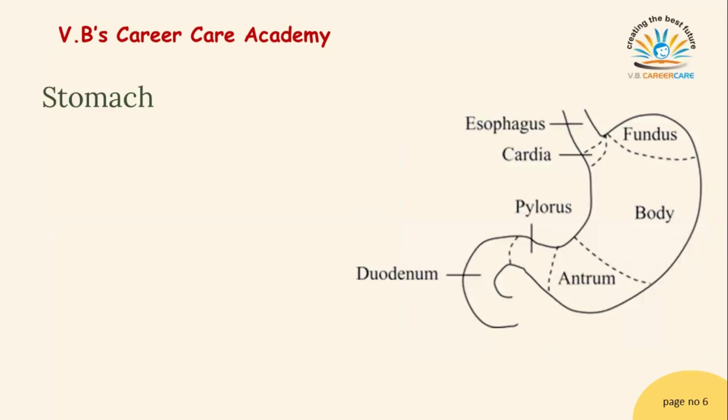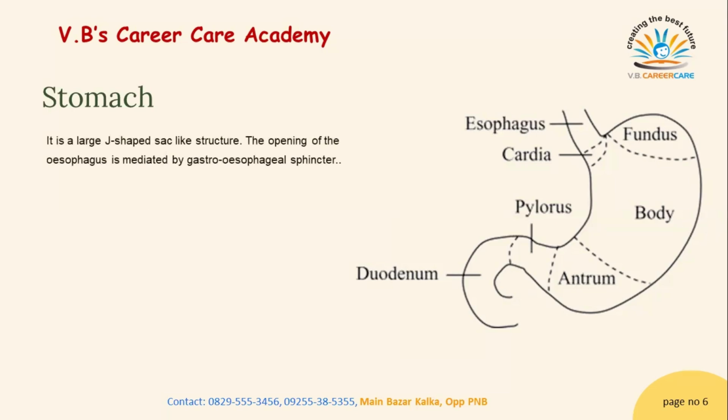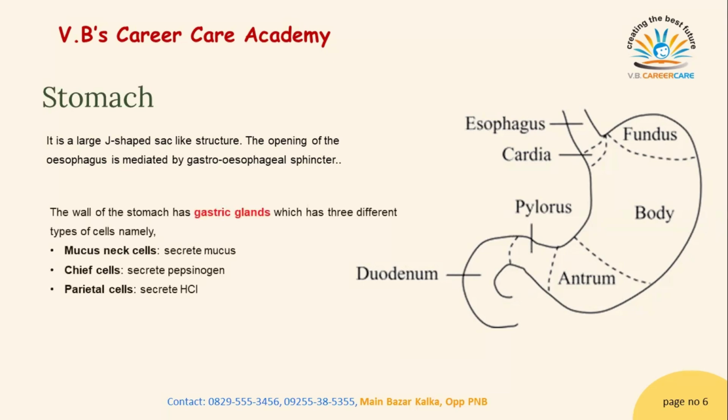Okay, the next part is the stomach. The stomach has various regions, as you can see from the diagram. These are fundus, body, antrum, pylorus and cardia. These are different regions of the stomach. The stomach is a large J-shaped sac-like structure. The opening of the esophagus is mediated by the gastroesophageal sphincter. So basically, the food that enters the stomach is regulated by the sphincter, which is known as the gastroesophageal sphincter. The wall of the stomach has gastric glands which have 3 different types of cells.